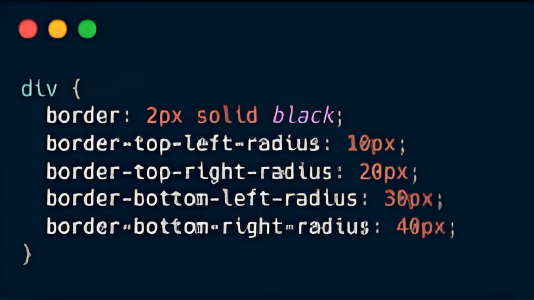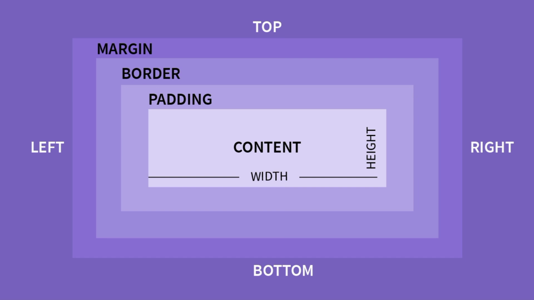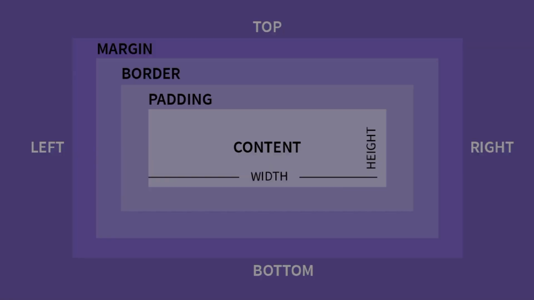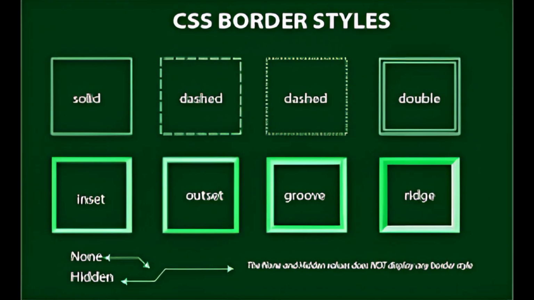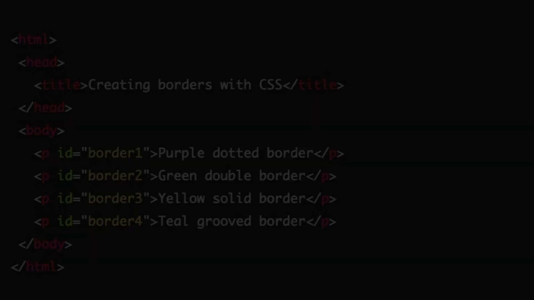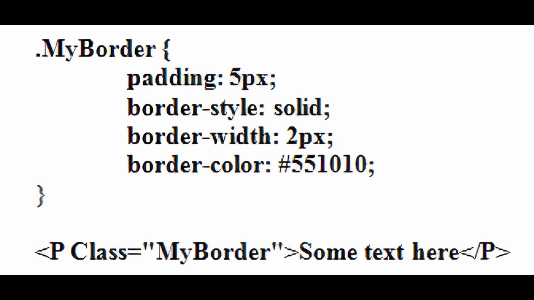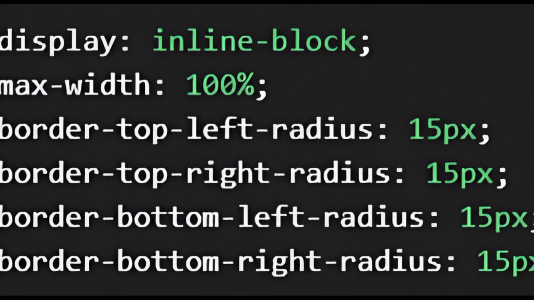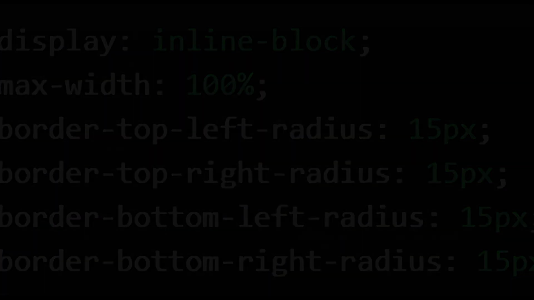Border. In the physical world, a border can be thought of as the edge or boundary of something. In CSS, borders are very similar. They are used to define the edge or boundary of an HTML element. CSS borders are a powerful way to style your web elements by adding lines around the element.